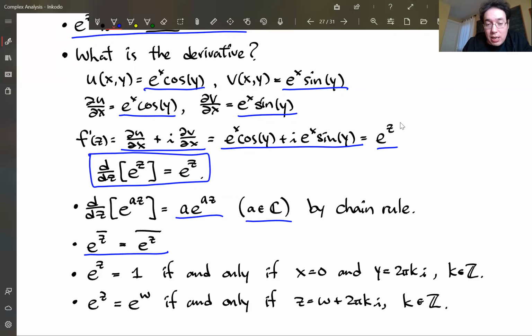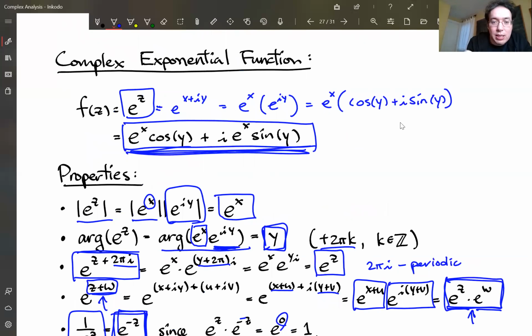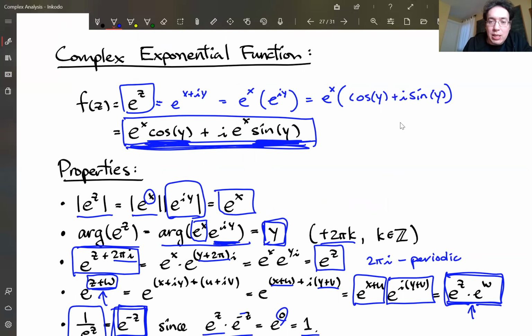The complex conjugate is respected. So if you take the complex conjugate of the input, that gives you the complex conjugate of the output. And that's really because if you take the negative of y, cosine of negative y is the same thing as cosine of y. So the real part is not affected. And then if you take the negative y here, since sine is an odd function, you can pull the negative outside of the sine function, and then you'll get the negative of the output.